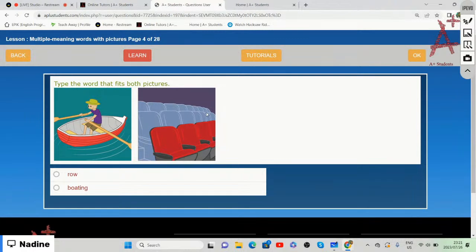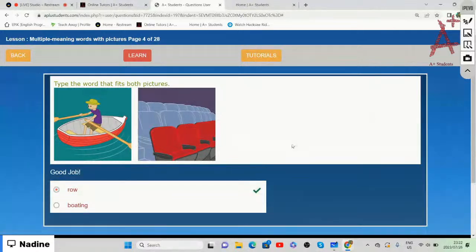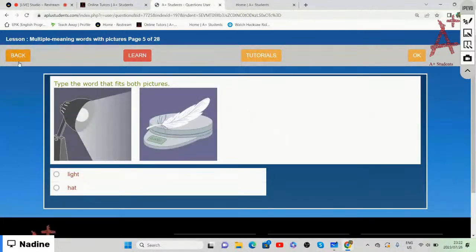So type the word that best fits both pictures. We are going to choose row, because the guy over there is rowing his boat. And the picture that we see on the right shows the different rows that you need to walk down when you go to the cinema, or you're about to watch a show at a theater. So row. If you have that, then well done.